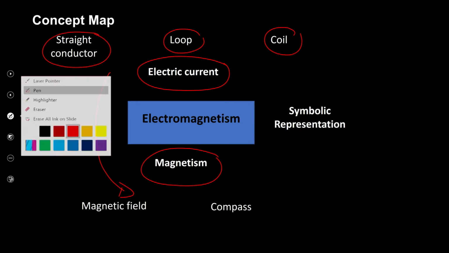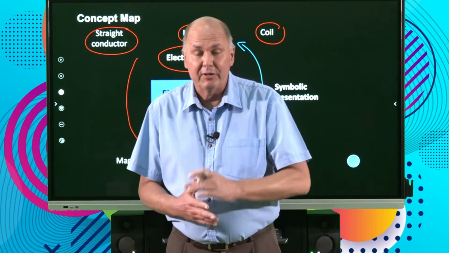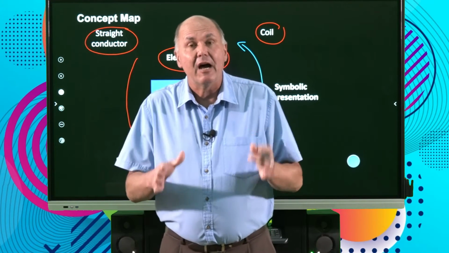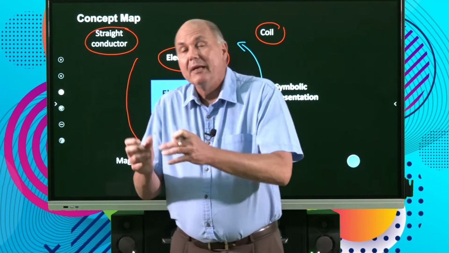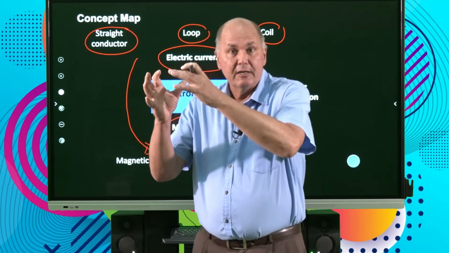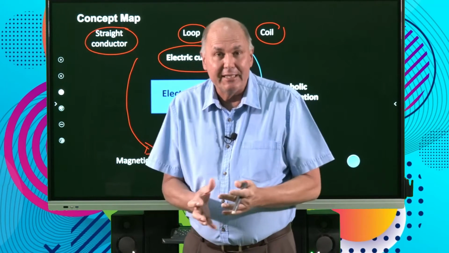But there is another relationship. If we have a magnetic field, can we produce some sort of electric current? That's known as electromagnetic induction. We'll have a look at that a little later. But let's start by looking at the first type of relationship, where an electric current produces a magnetic field.